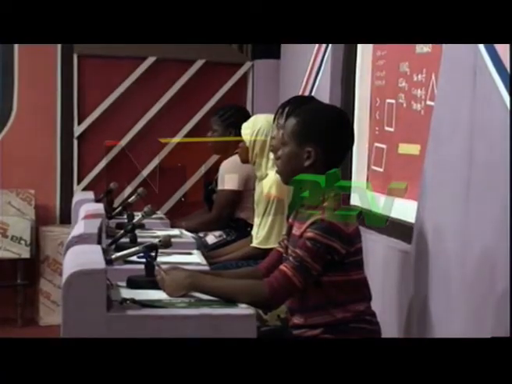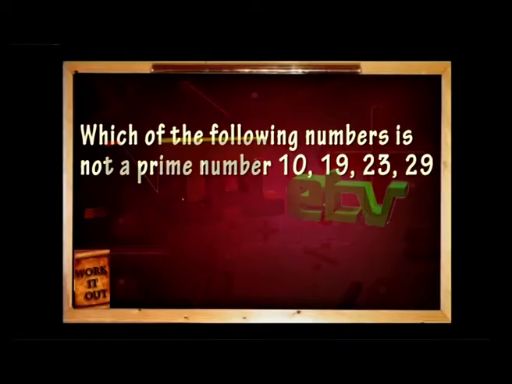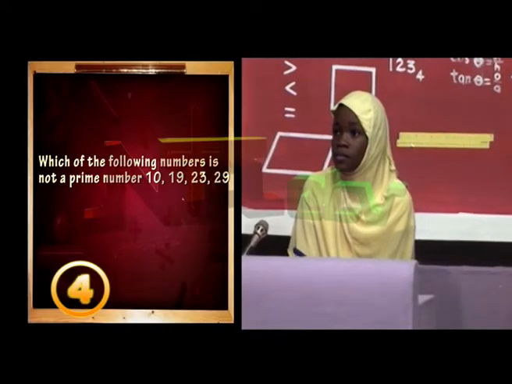B, your question now. Number 7. Which of the following numbers is not a prime number? 10, 19, 23, 29. 10. 10 is correct.